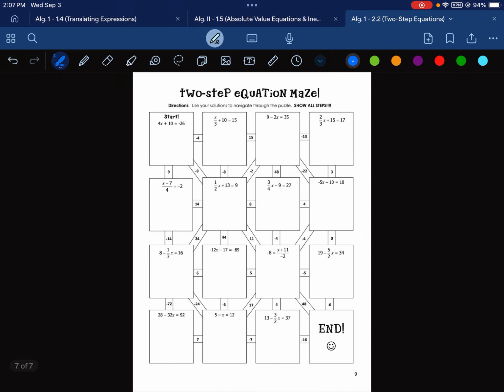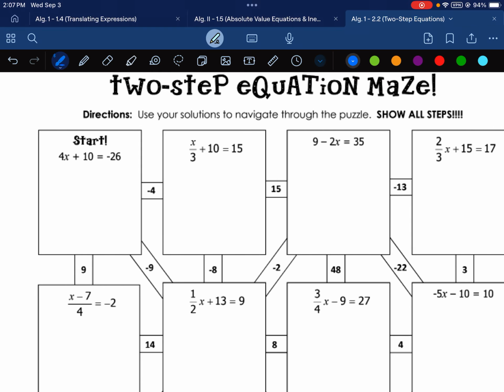And that would wrap up this part of the notes. You can feel free to do this two-step equation maze on your own if you'd like. How it works is you solve one equation, so such as this one, we subtract 10 at the start. 4x equals negative 36, my apologies. Divide by 4, and x equals negative 9.